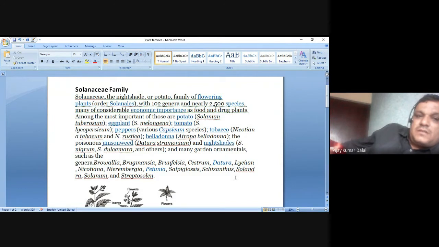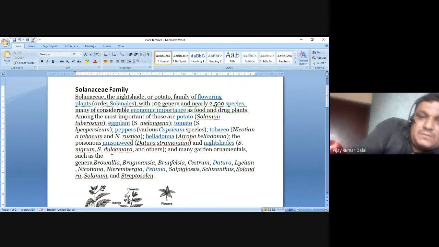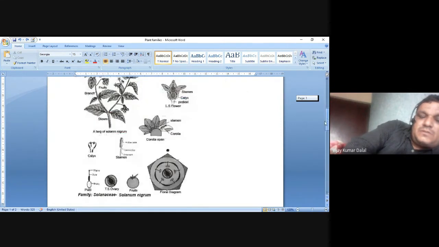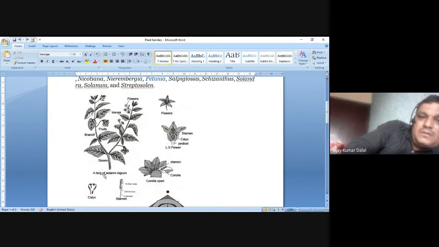Many garden ornamentals also belong to this family, for example, Browallia, Datura, Nicotiana, Petunia. Petunia is a very common flower from the Solanum family, and Solandra, etc. So this is the photo of a representative Solanum family plant. You have this kind of flowers and this kind of branches that bear fruits in clusters.